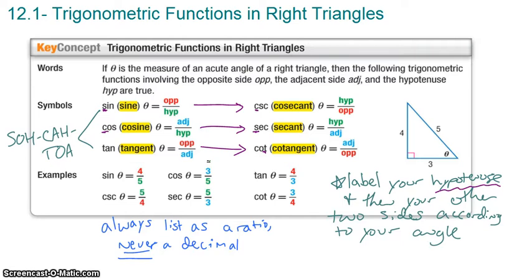You're always going to list these as a ratio and never as a decimal. My tip for these in general is to make sure you label your hypotenuse and then label your other sides according to your angle. So if this is my angle, which we call theta, this is my opposite because it's opposite of my angle, and this is my adjacent. For some of these things you'll be able to do it without a calculator, but much of the actual solving you will definitely need a calculator, but a regular scientific is just fine if you don't have a graphing one handy.